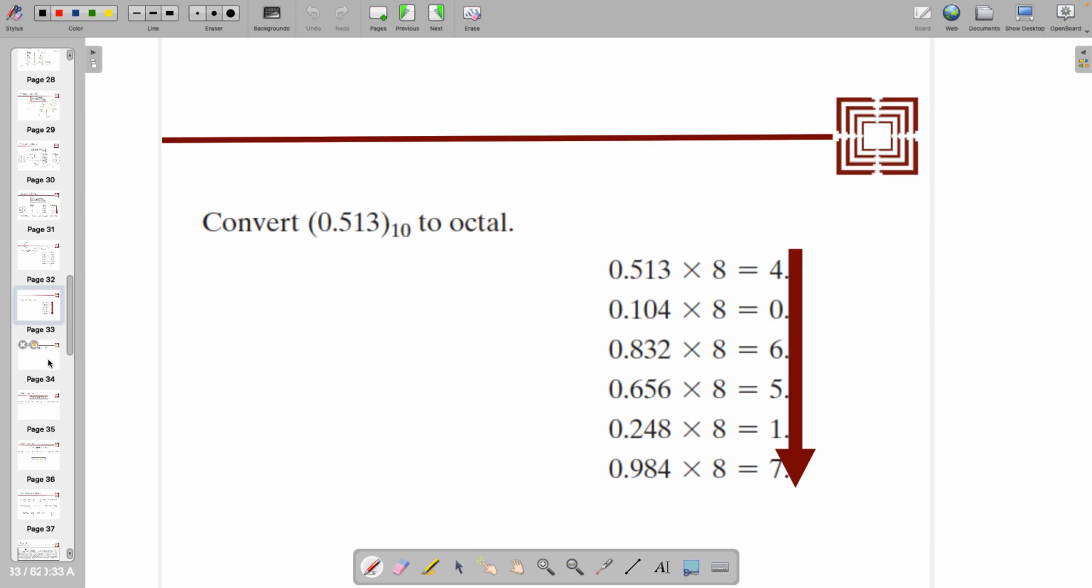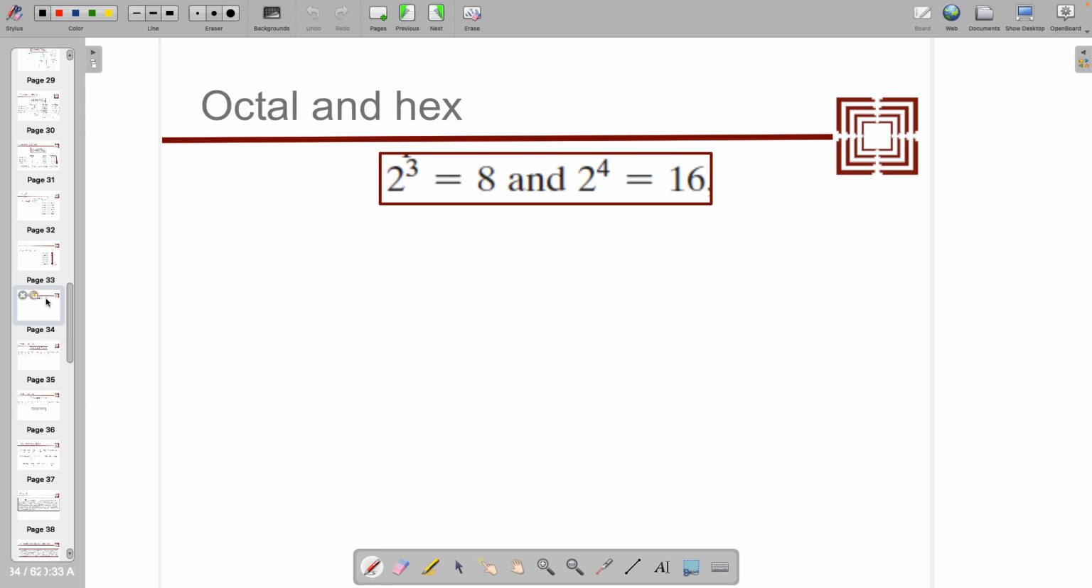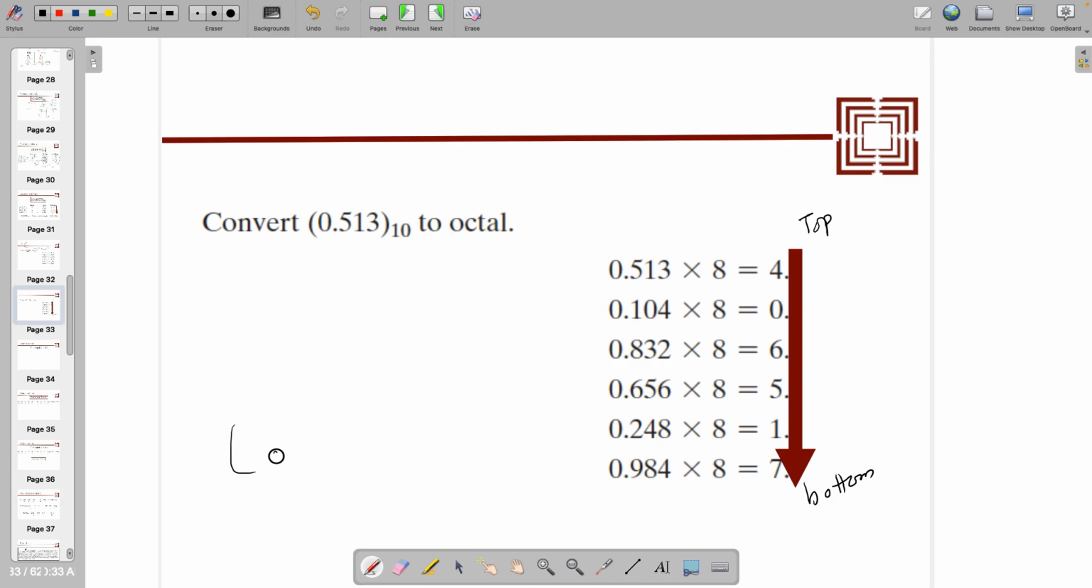So in this case, just discard all the numbers after the decimal point, and you have to start from top to bottom. Whatever is available, you can write it down, and that will be the equivalent octal number. So the octal number is 0.406517 in octal for the case of 0.513 in decimal.